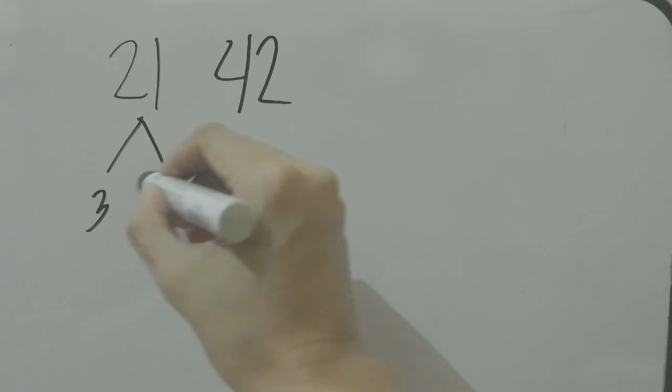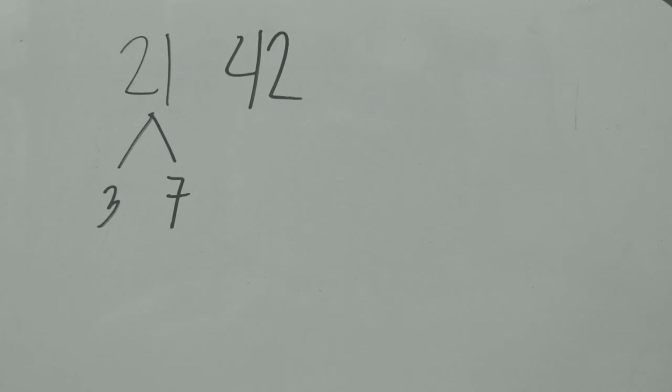So we have 3 and 7. Since 3 and 7 are already prime numbers, we are going to stop with it.